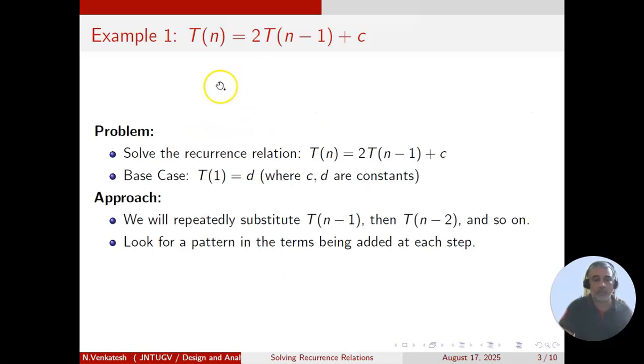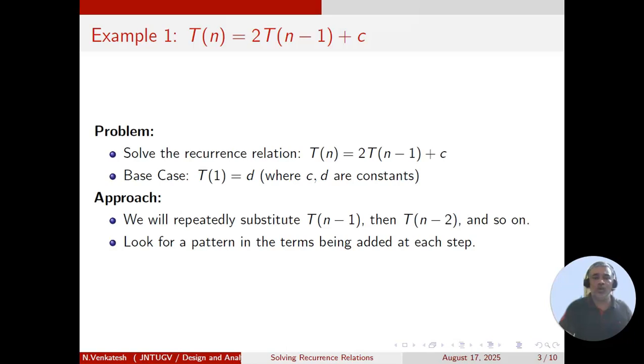So consider the first equation: T(n) = 2T(n-1) + c. This is the recurrence relation that we get when we analyze the time complexity of the Towers of Hanoi problem, the number of moves required to move n disks from tower A to tower B by using an intermediate tower C.